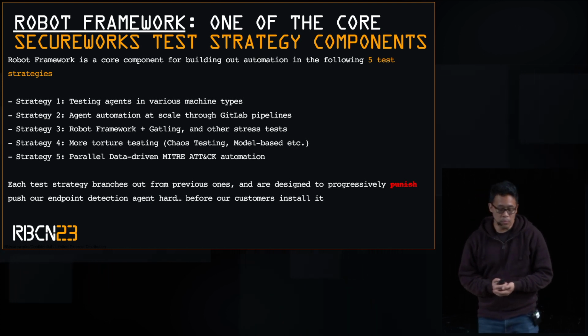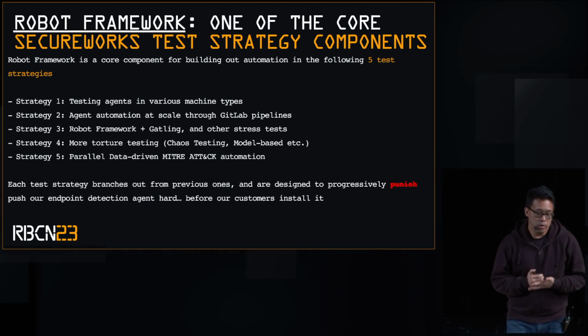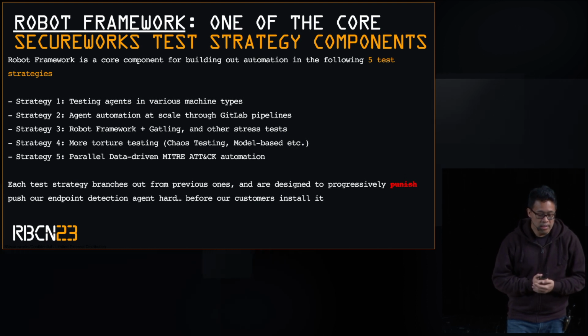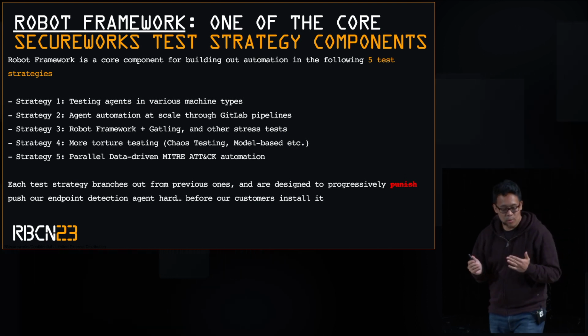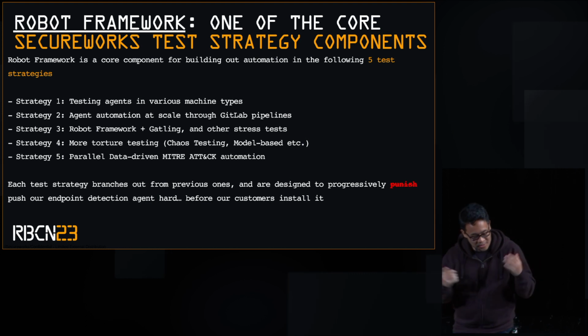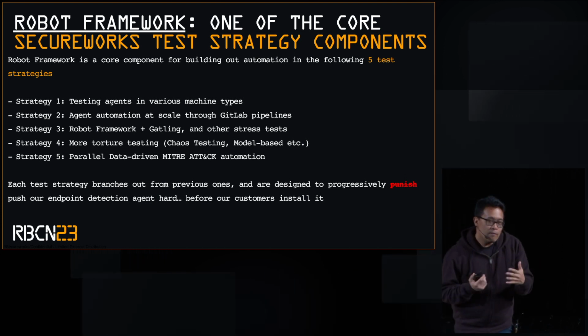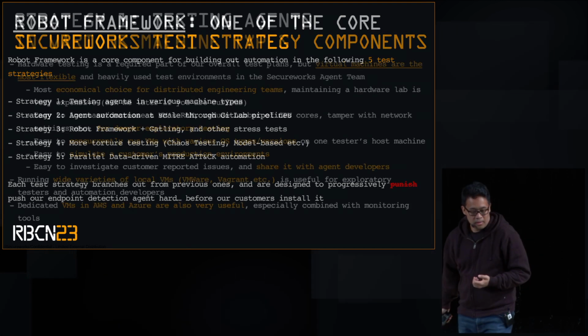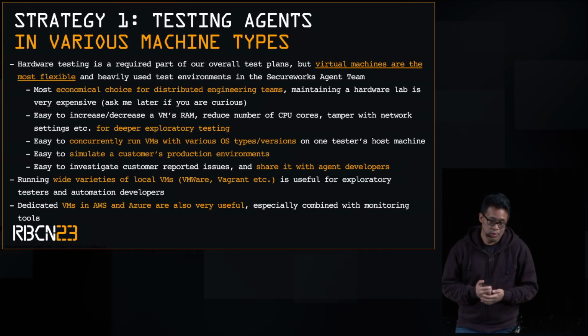One of the core components of Secureworks test strategy is Robot Framework. That's at the core of what we do. And we have five primary strategies we tend to focus on to progressively push our endpoint agent to the edge and see how far we could take it. We want to do that before it reaches our customers' machines.